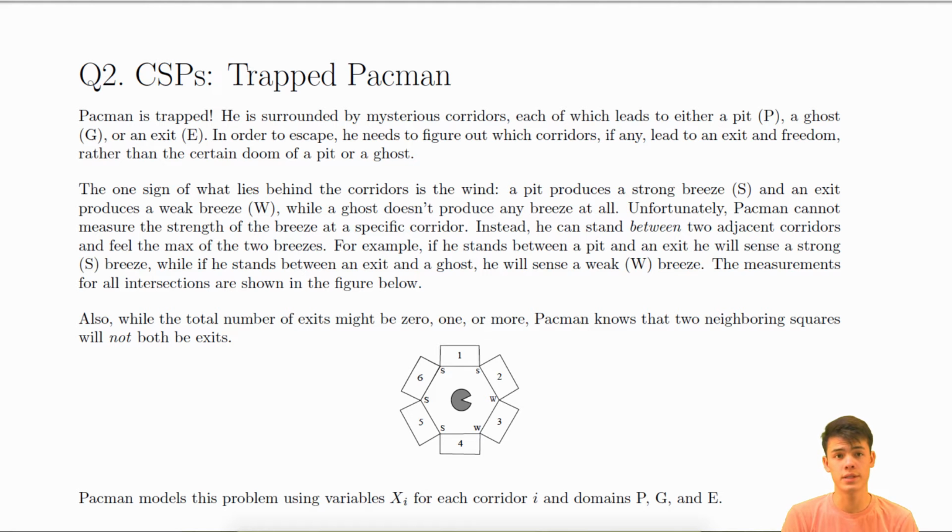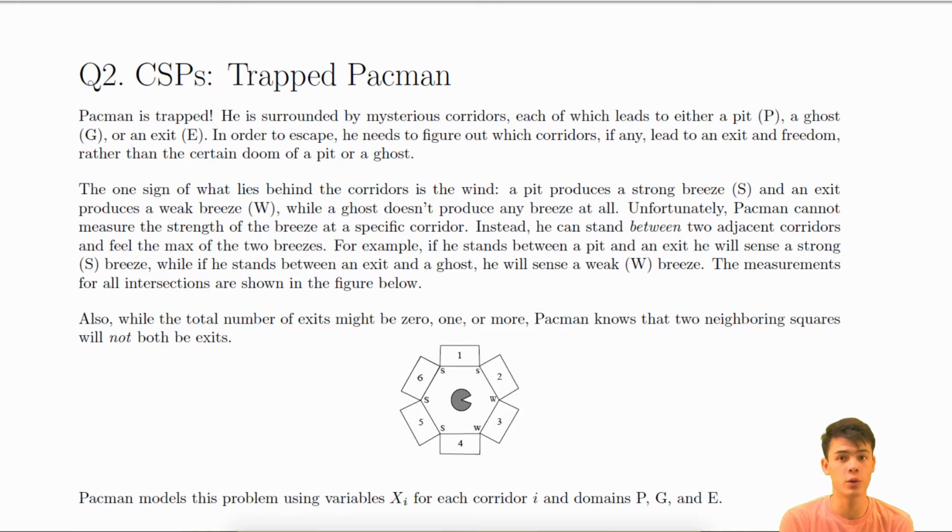All right, question 2 is a CSP question called Trapped Pac-Man. The setup for this is that Pac-Man is trapped between 6 corridors labeled 1 through 6. Each corridor leads either to a pit labeled P, a ghost labeled G, or an exit labeled E. So he wants to escape and find an exit. The one sign of what lies behind each corridor is a breeze that it produces. So a pit produces a strong breeze, an exit produces a weak breeze, and a ghost doesn't produce any breeze. Unfortunately, Pac-Man cannot directly measure the strength of the breeze at a single corridor, because that would be too easy.